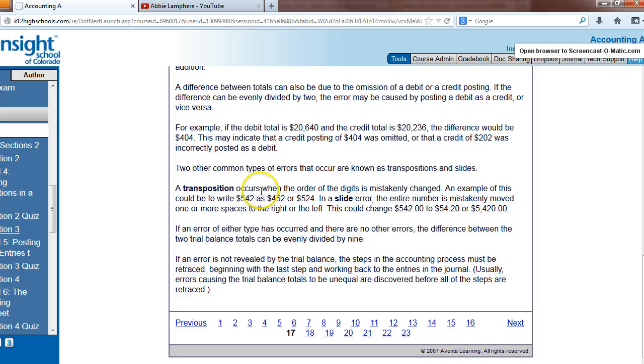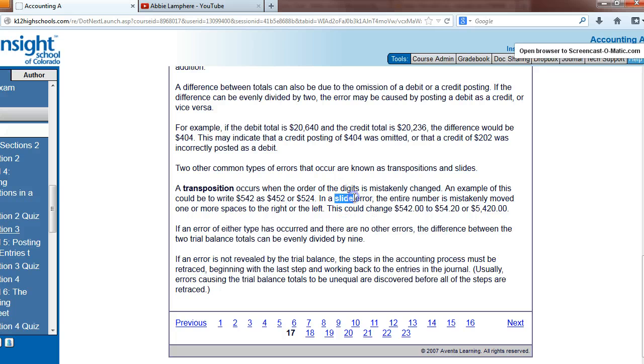So a transposition error occurs when the order of the digits is mistakenly changed. So for example, an example of this could be to write 542 as 452 or 524. I do that all the time. Like I'll see the number 542, but then I'll write it down. I'll just get some digits mixed up, and that's going to obviously throw off your balances.